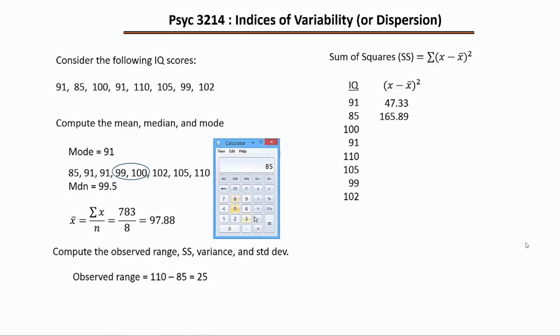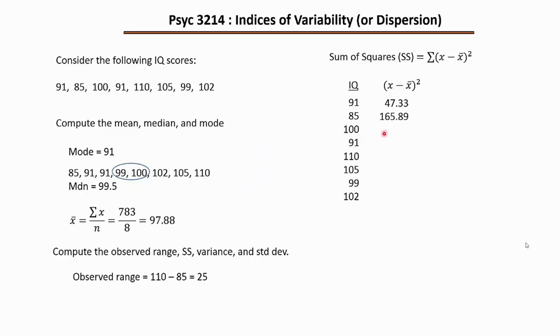So 85 again minus the 97.88. That gives me negative 12.88. So again, to square it, I'm going to multiply by 12.88. And that gives me 165.89. So you take each value, subtract the mean, and square the result. And that's how you get these values for this column. So here are the remainder of those values. Now I'm going to add these up in my calculator. And when you do that, you get 480.84.